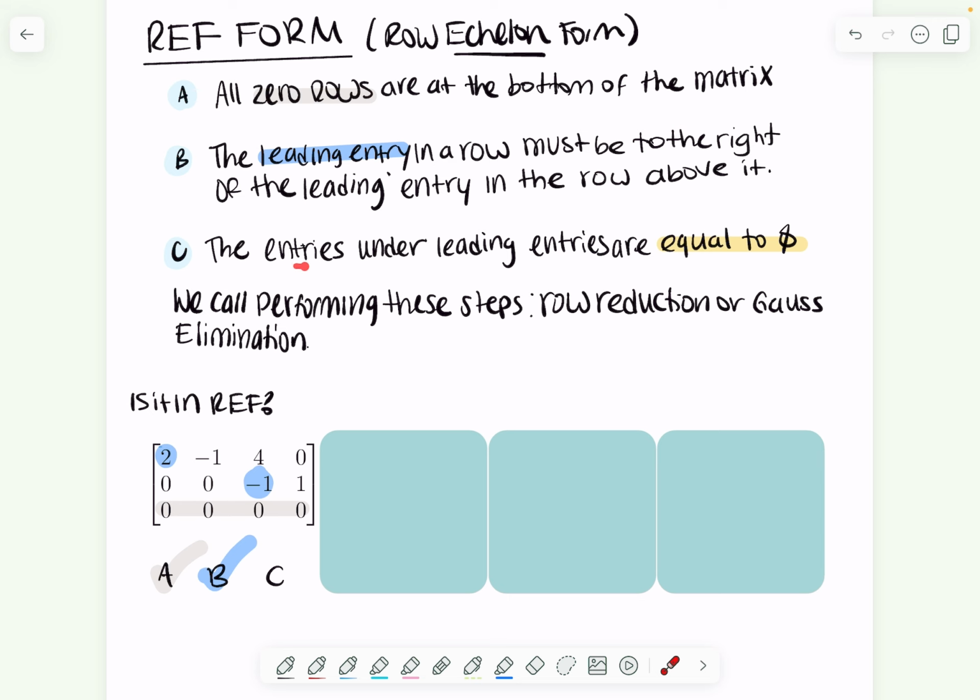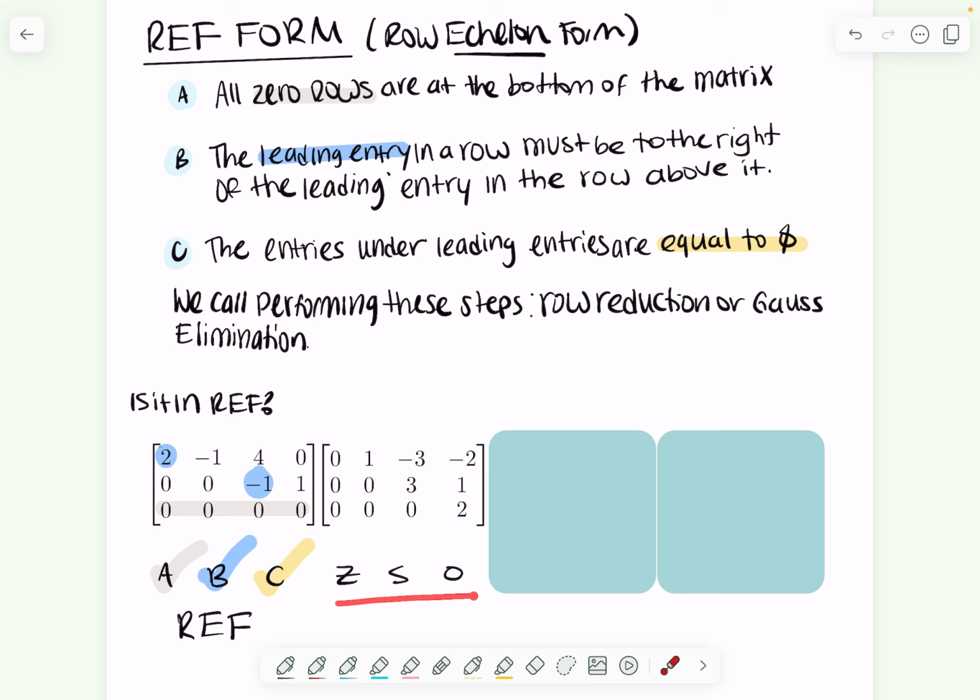And finally, the entries under the leading entries are equal to 0. So this is the leading entry. Are all of the entries under it equal to 0? Yes. This is the leading entry. Are all of the entries under it equal to 0? Yes. Condition C is satisfied, and therefore, this matrix is in row echelon form. Now let's try another one.